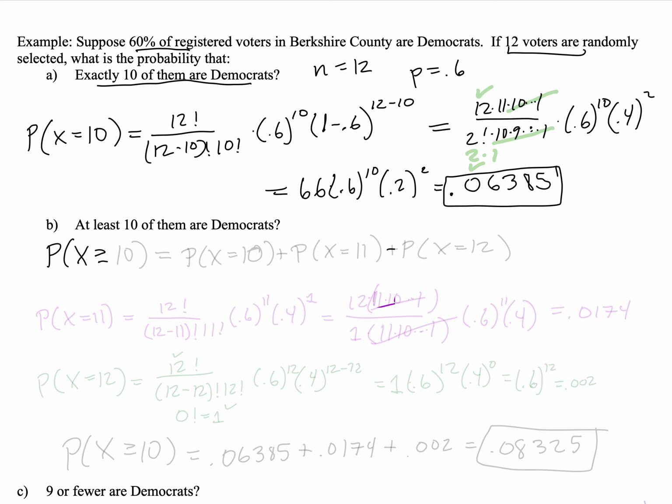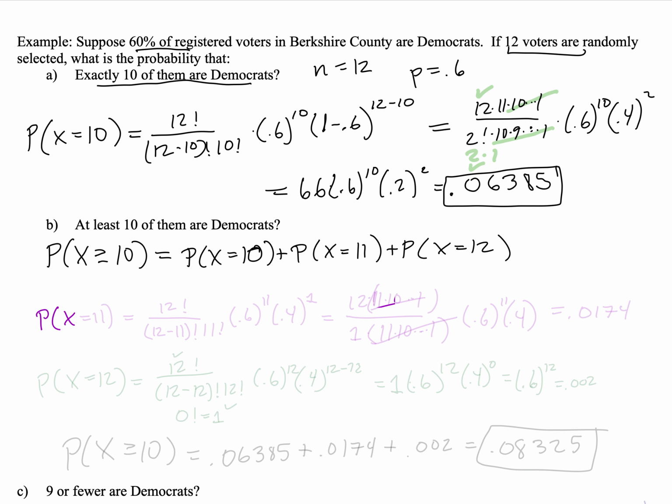For the probability that at least 10 of them are Democrats, we want the probability that x is greater than or equal to 10. So since there are 12 individuals randomly selected, this is the probability that x is equal to 10, plus the probability that x is equal to 11, plus the probability that x is equal to 12. And 12 is the largest it could be. We've already found the probability that x equals 10. Let's find the other two.